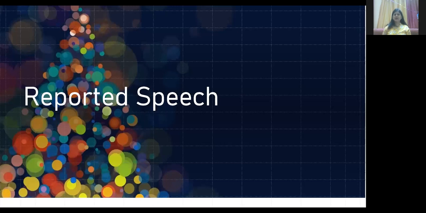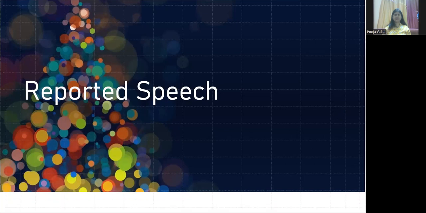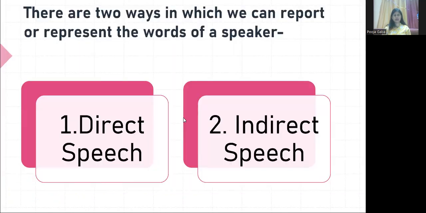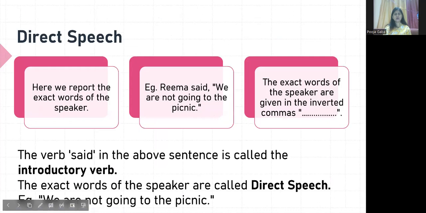Hello everyone. Today we are here to understand our next topic, and that is reported speech. So let us see what that is. There are two ways to represent the spoken words of a speaker: direct speech and indirect speech. In two ways we can represent or report the words of a speaker, direct and indirect.